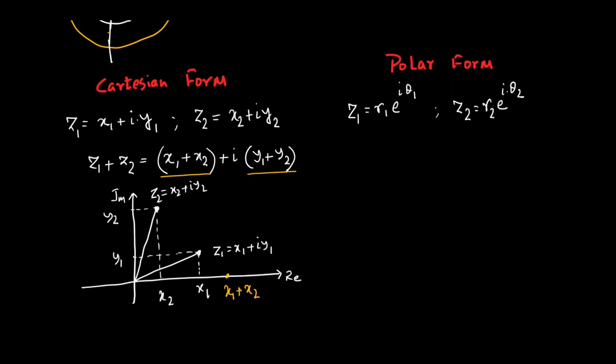And y1 plus y2, I need to extend this axis a bit further. Let us consider this is my imaginary axis. So this is y2, and y1 plus y2 will be somewhere like this, just a rough estimation. So this is y1 plus y2. Therefore, the point x1 plus x2, y1 plus y2 will be somewhere like this.